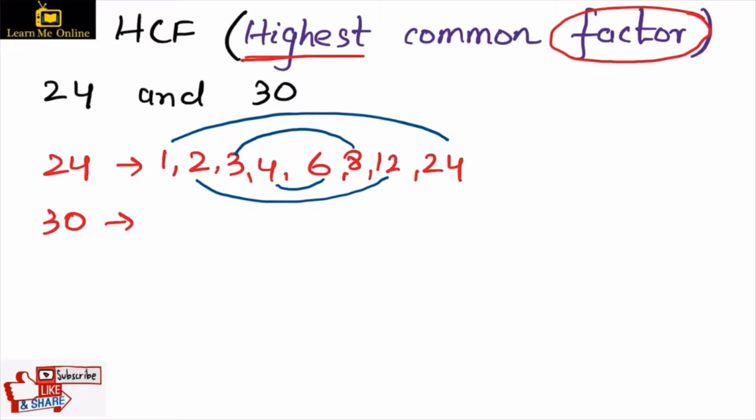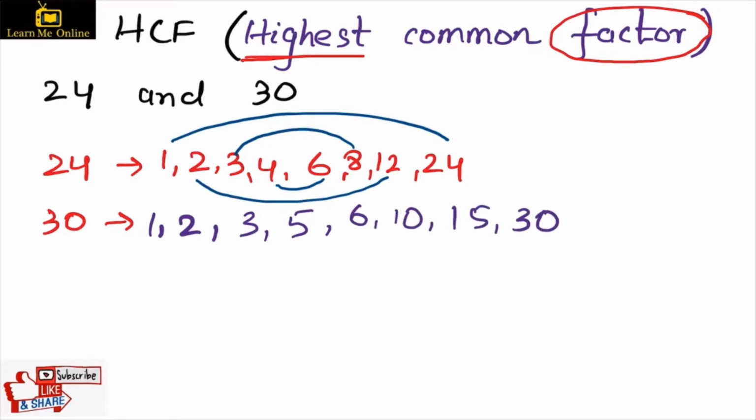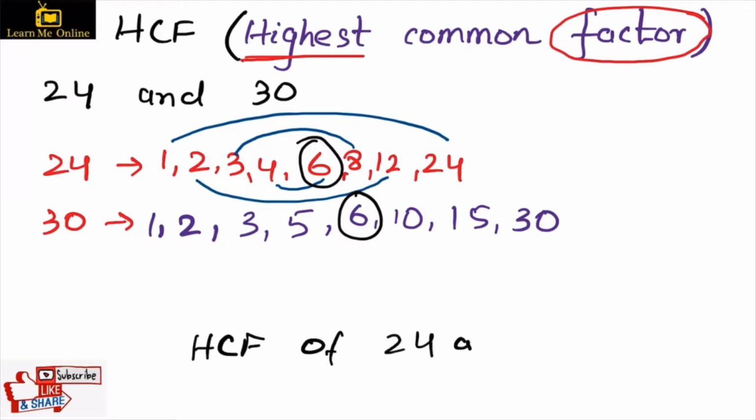Now I'm going to write down the list of the factors for 30. It would be 1, 2, 3, 5, 6, 10, 15 and 30. Once we have written down all the factors of 24 and 30, we're going to see what is the highest common factor between them. We look at the highest common factor, and 6 is the highest common factor between 24 and 30. So we say that the highest common factor of 24 and 30 would be 6.